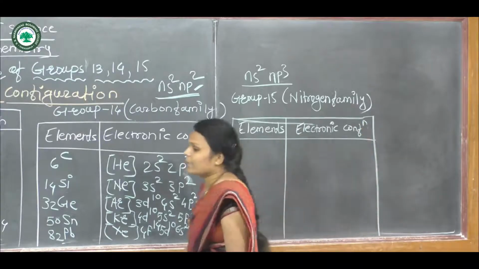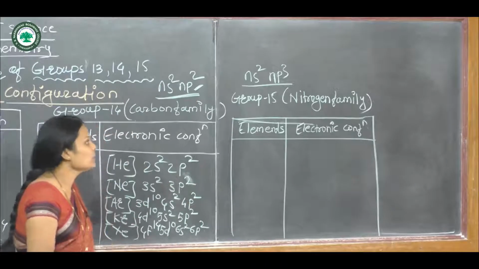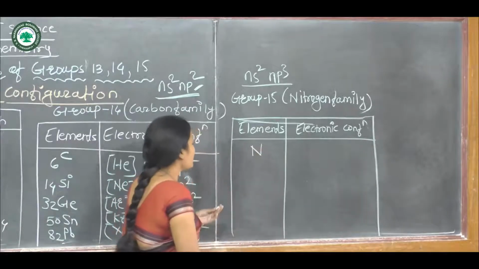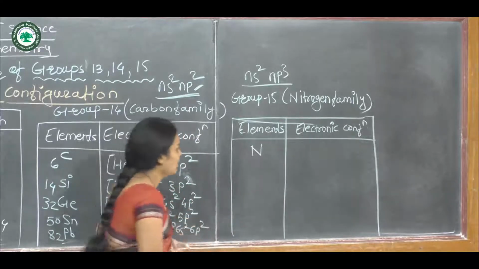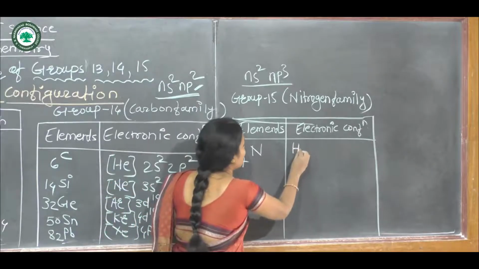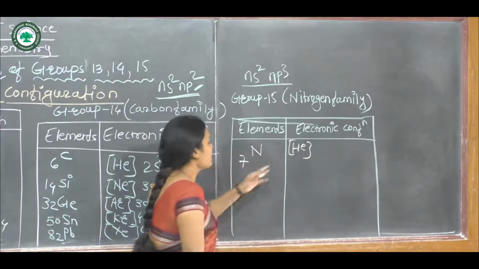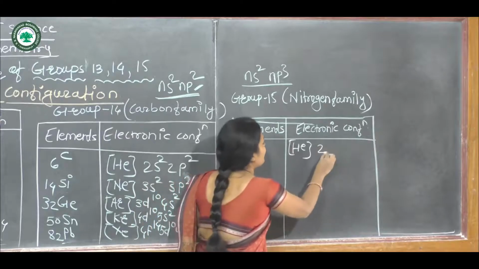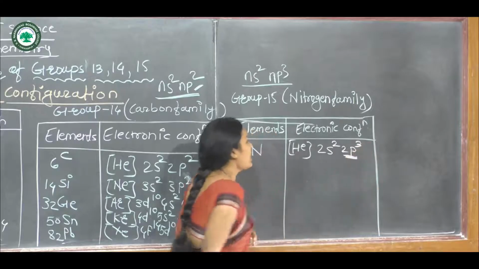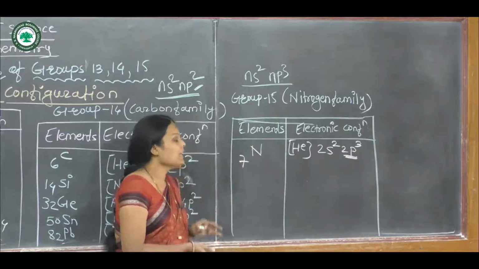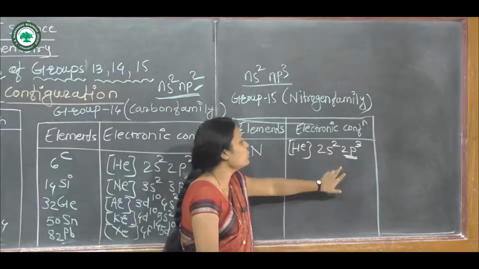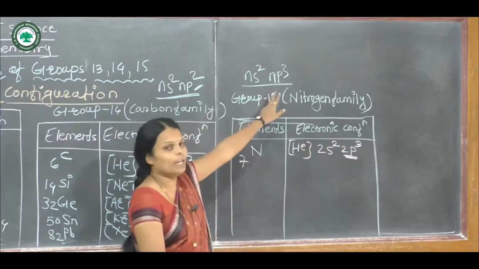Now the first element in that family is nitrogen, and its atomic number is 7. Its electronic configuration is represented by helium, and then 2s2 2p3. Here, 3 electrons are present in the nitrogen atom. Its electronic configuration is 2s2 2p3. This is the general electronic configuration.